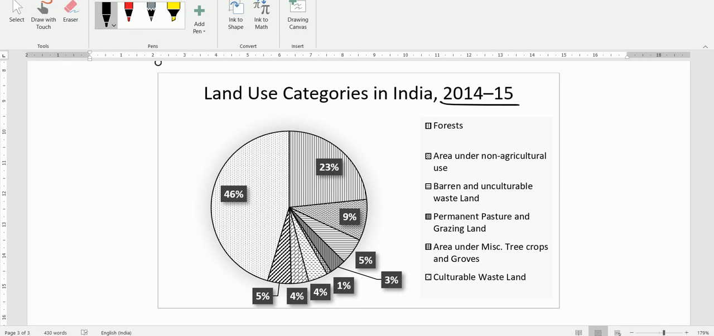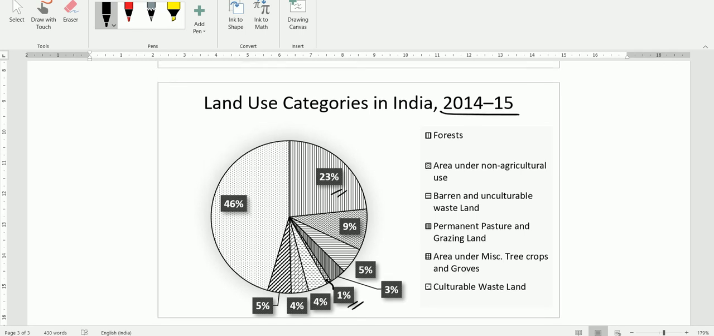If the sector is very small, you may not be able to write the percentage values inside the sector. In that case, you may just draw a line, make a box, and write the percentage values. So in this case, you may find out the percentage to write here. How to find out the percentage we have learned earlier.